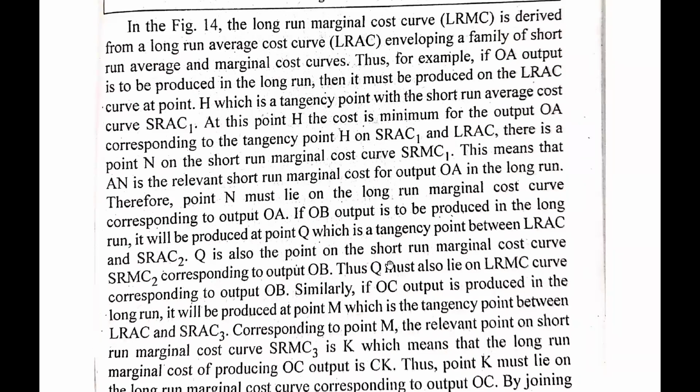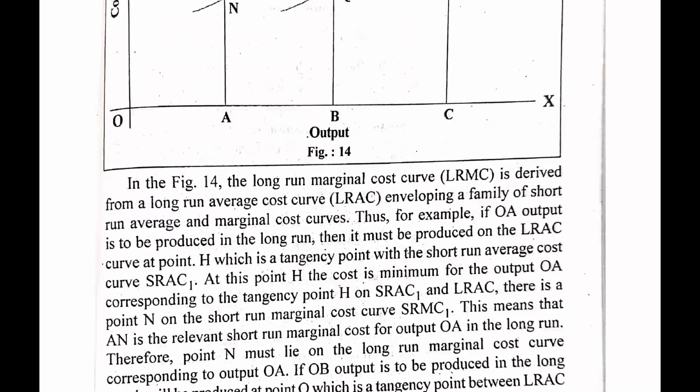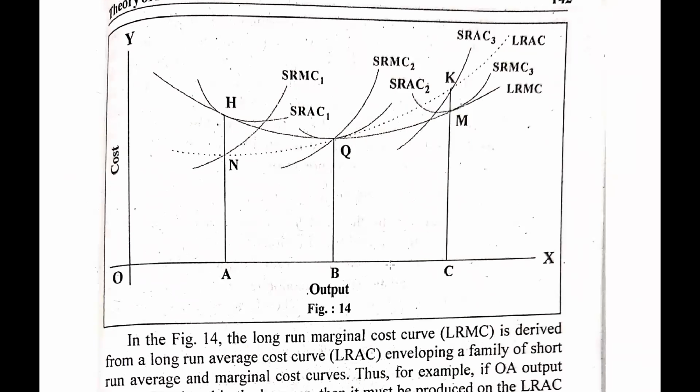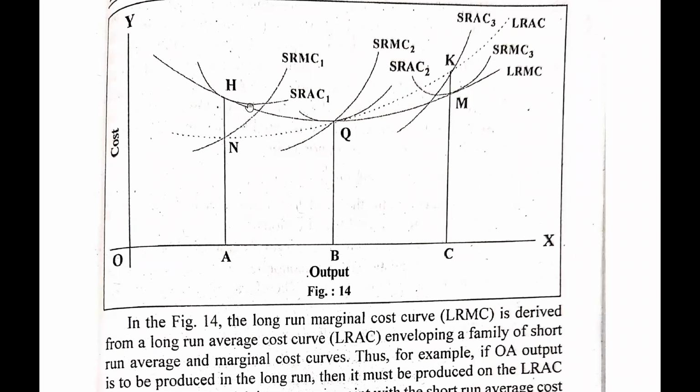So guys, this is the explanation of the above diagram. You just need to understand that the long run average cost and the short run marginal cost cut each other, and we get point N, and here we get point H. So among all these short run marginal costs and short run average costs, we get the long run marginal cost and long run average cost.